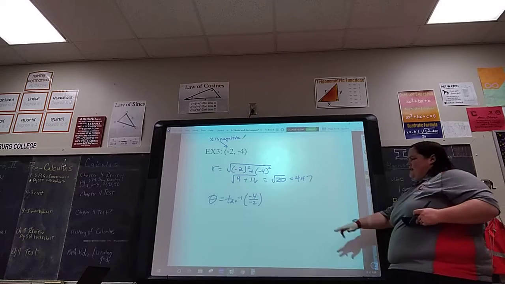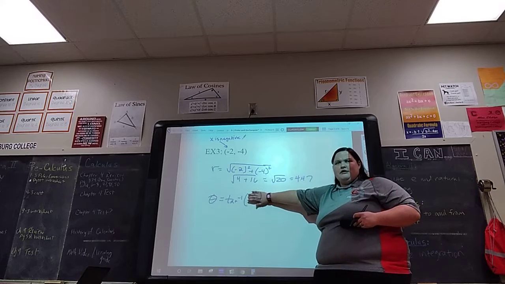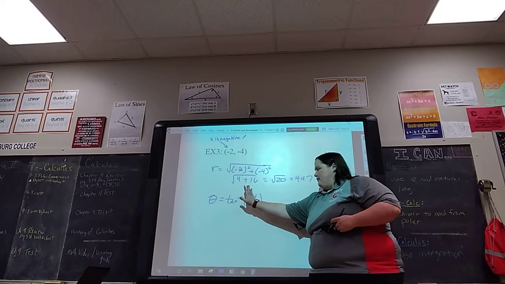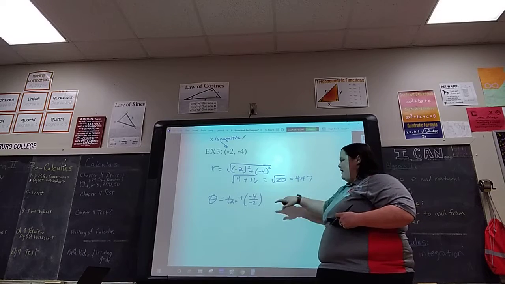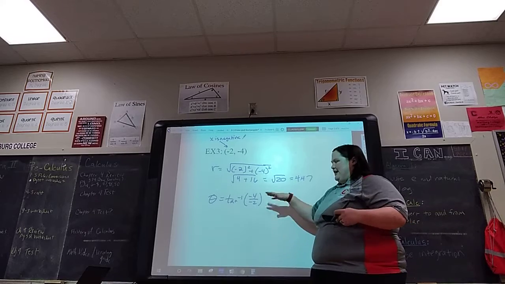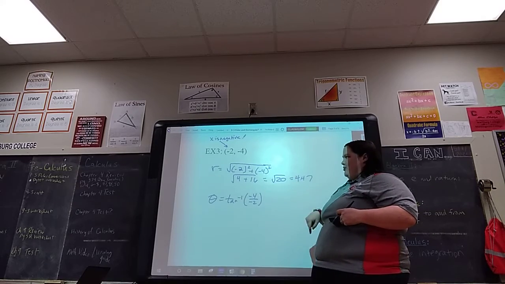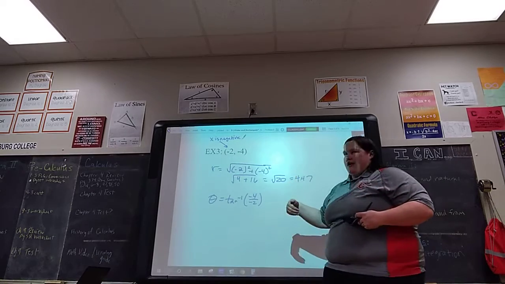Part of the reason for that is that if you put 2 negatives into tangent, it's going to get rid of the negatives. It's going to see this as 2, 4 instead of negative 2, negative 4. So that's why this one screws up. Usually when we divide 2 negatives, it makes a positive, so tangent doesn't realize that we're trying to convert a point. So you need to make sure that we keep it in quadrant 3.